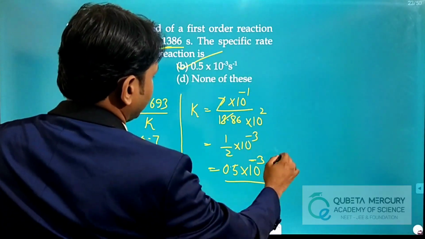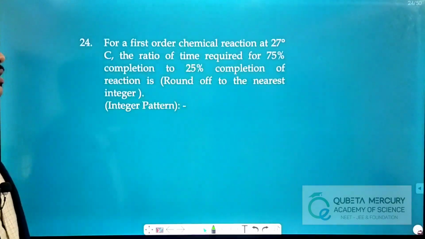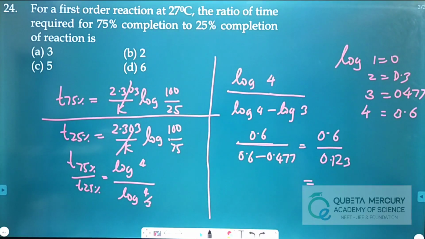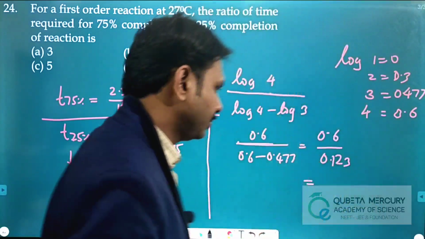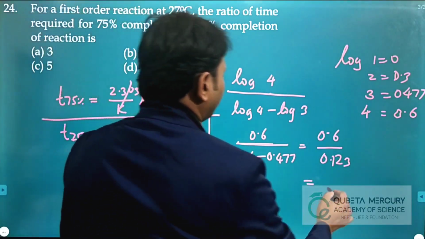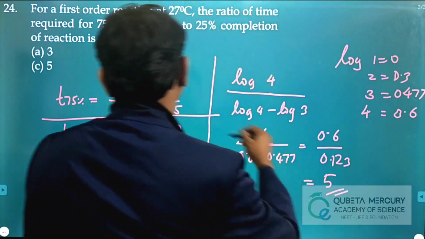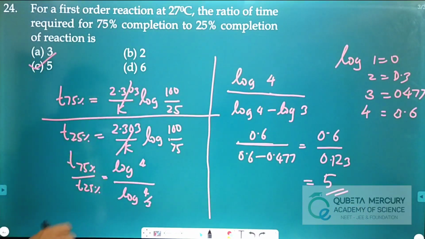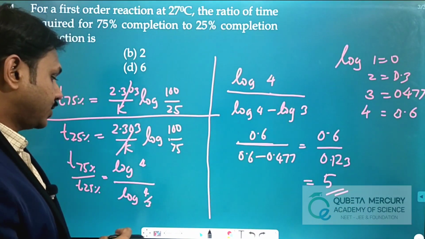That much, second inverse. That is 0.6 divided by 0.123. This will be around 5, and this is the answer. Answer option C. Okay, next question.